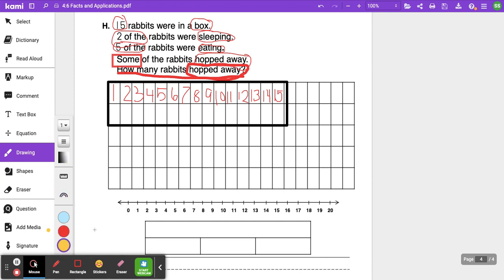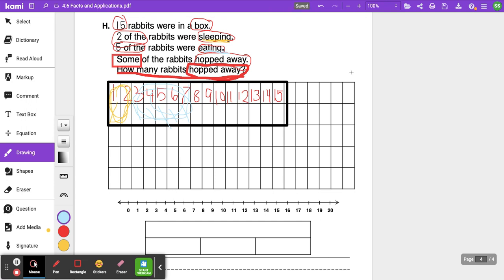Okay, these are going to be our, we're going to put these in blue. 2 of the rabbits were sleeping. 1, 2. I said blue, but they're yellow. These are the sleeping rabbits. Now we'll do blue. 5 of the rabbits were eating. 1, 2, 3, 4, 5. Up to here. This is the group that were eating. Okay? Those are the eating rabbits.